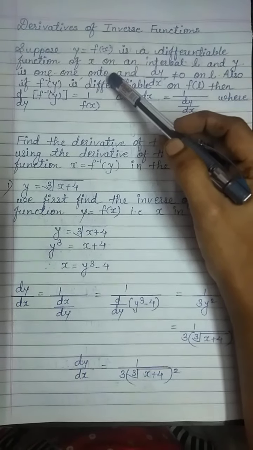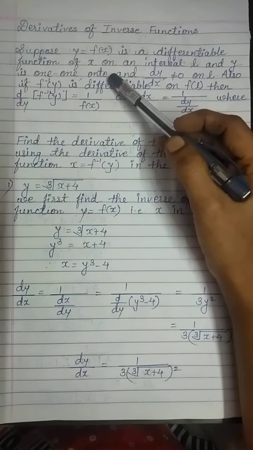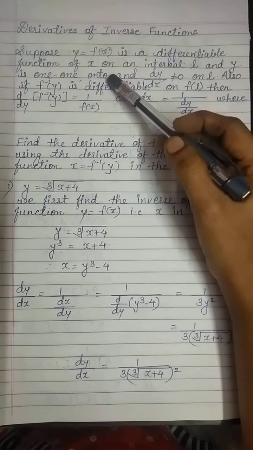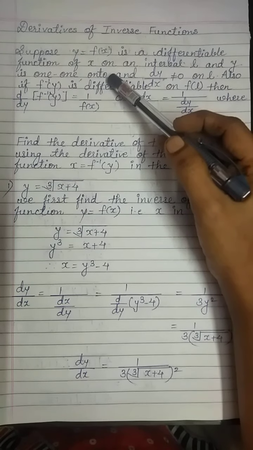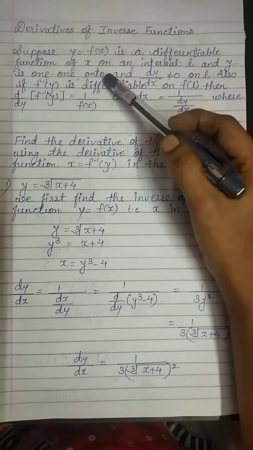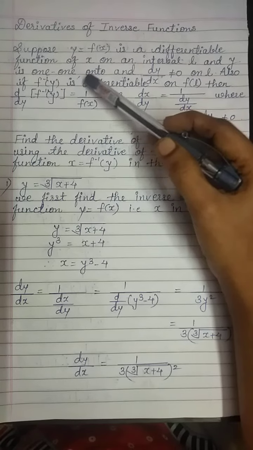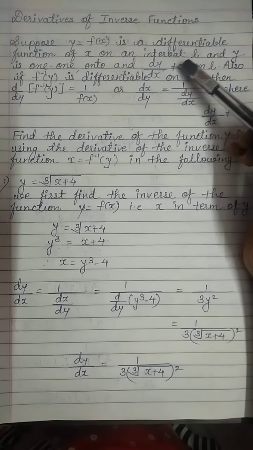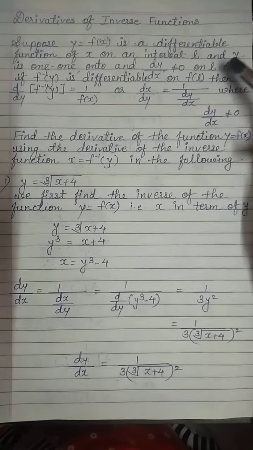1-1 onto means suppose two sets are given, A and B, and for every element of set A there exists one and only one image in set B, then that function is called 1-1 onto, and dy by dx is not equal to 0 on L.